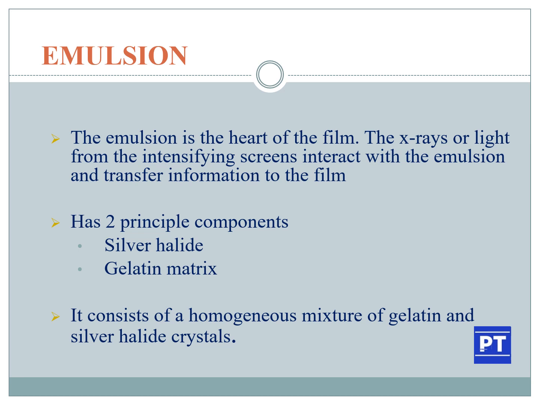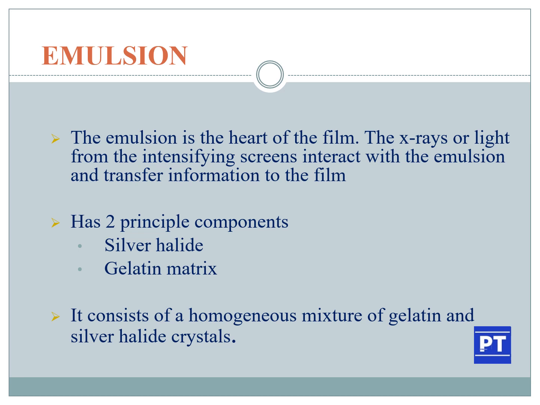Emulsion. Emulsion is an important layer of a radiographic film, so we will move on to the emulsion. Emulsion is the heart of the film, since the X-ray images are recorded on this layer. The X-ray or the light from the intensifying screen interacts with the emulsion and transfers information to the film.